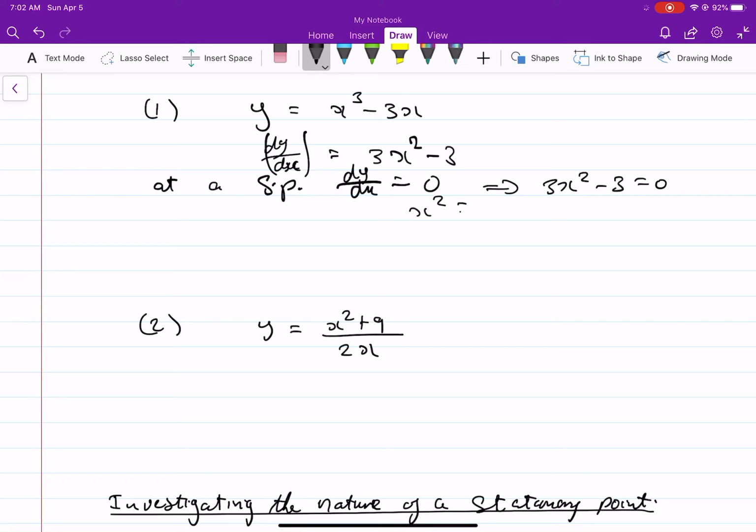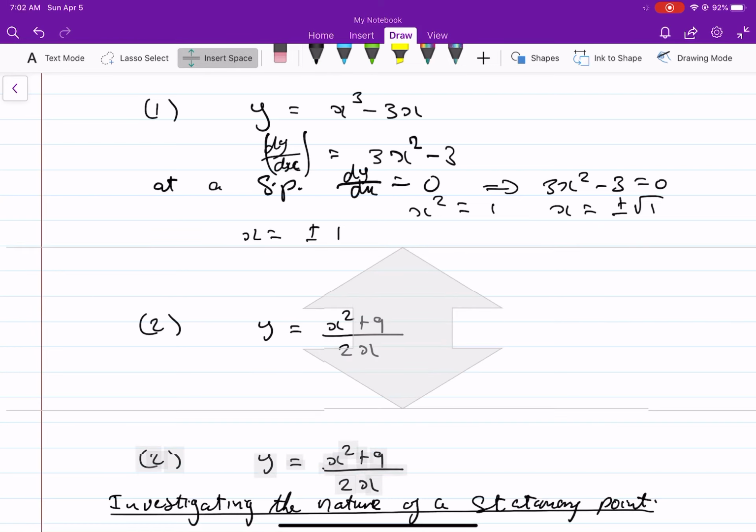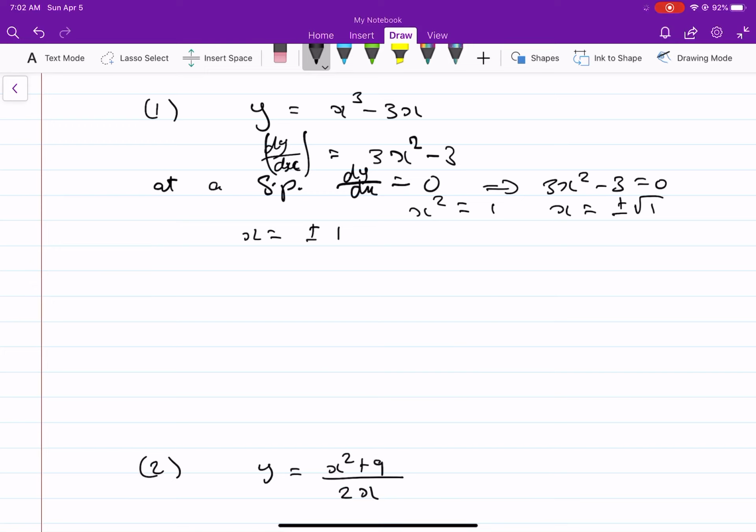x squared is equal to 1. x is equal to plus or minus the square root of 1. x is equal to plus or minus 1. There are two stationary points in this curve. We'll simply take each x value, plug it into the original equation, and find the corresponding y coordinate.